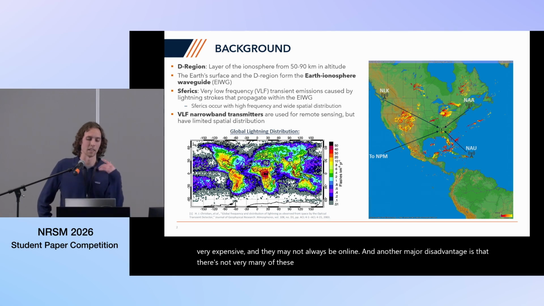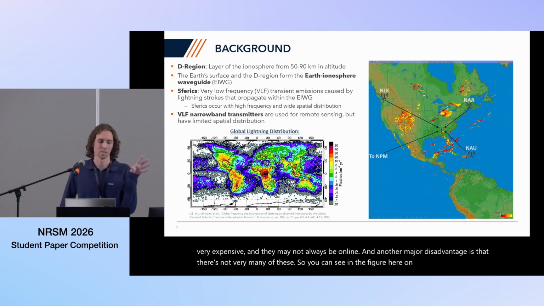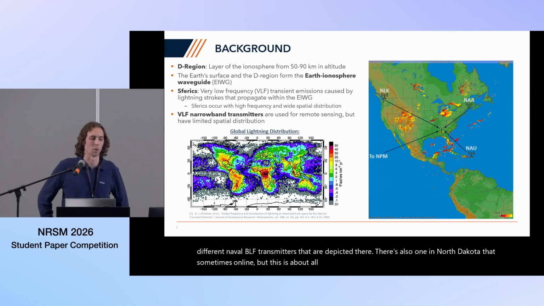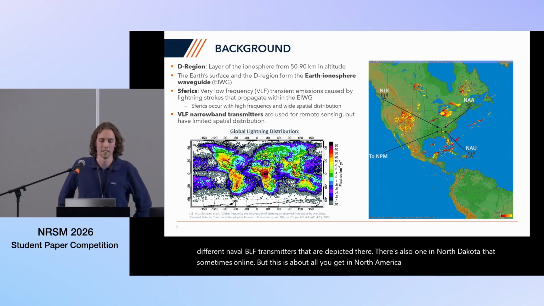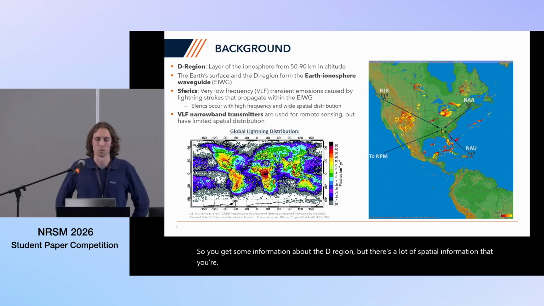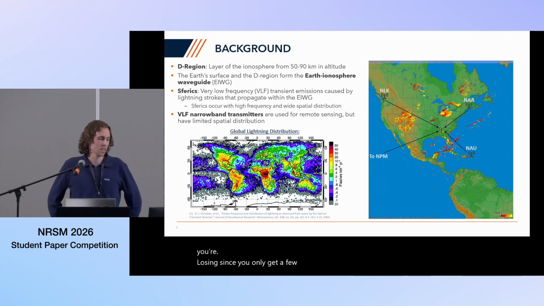So you can see in the figure here on the right, there's a couple different naval VLF transmitters that are depicted there. There's also one in North Dakota that's sometimes online, but this is about all you get in North America that's reliably online. So you get some information about the D region, but there's a lot of spatial information that you're losing since you only get a few specific paths.